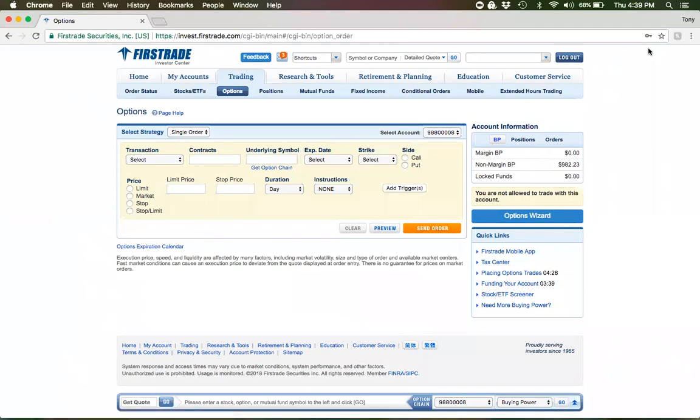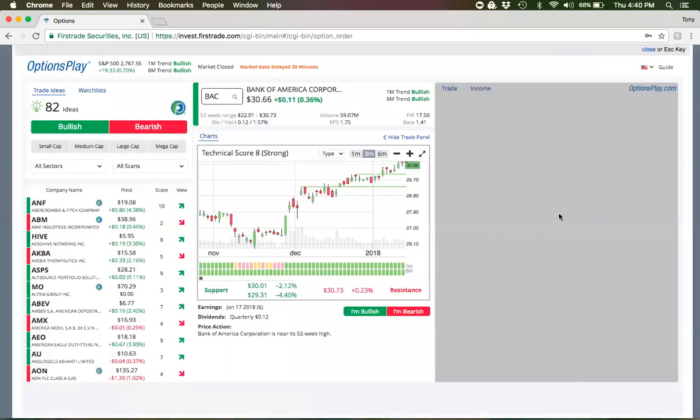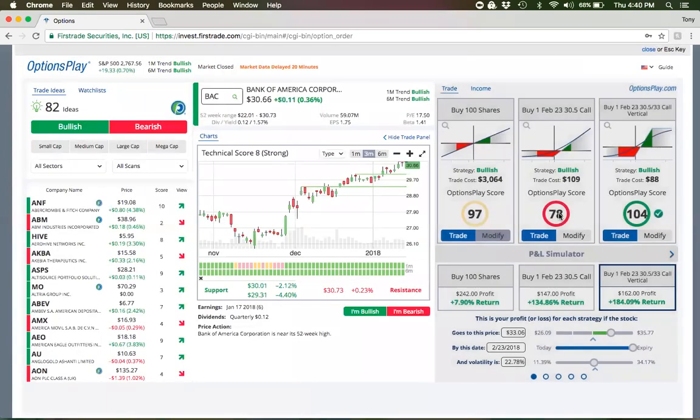So for those of you that are new to Options Play, or have never seen this platform, you can find it under your trading tab. If you click on the options page under your trading tab, there's a button here on the right that says Options Wizard, okay? I highly recommend you take your time, go through this, launch the Options Play widget, because that will show you everything that we're going to walk you through today, okay?